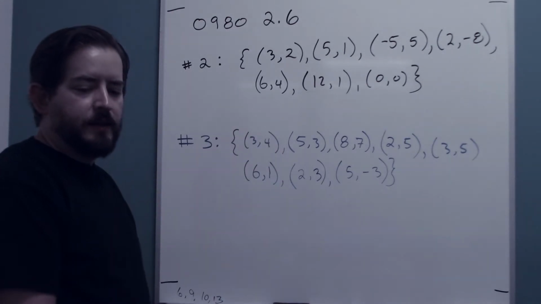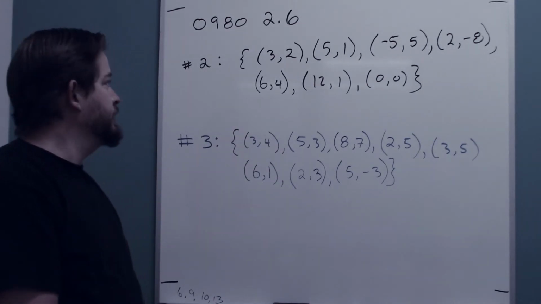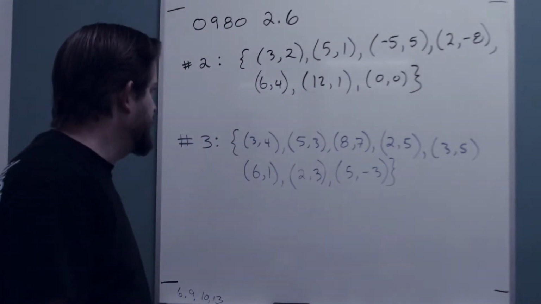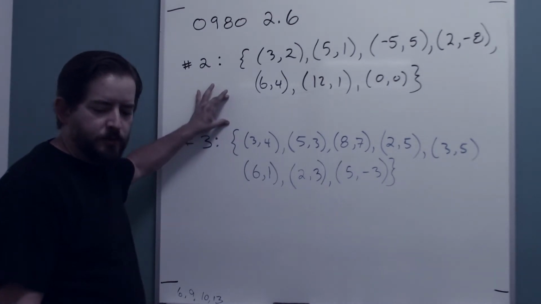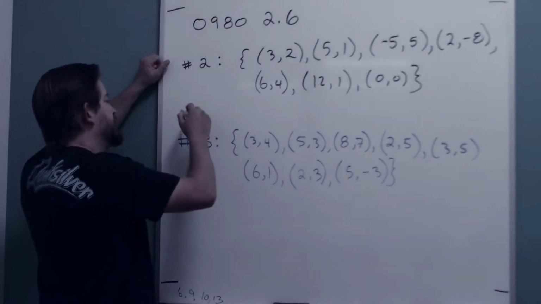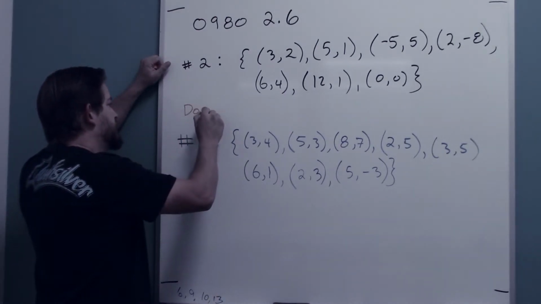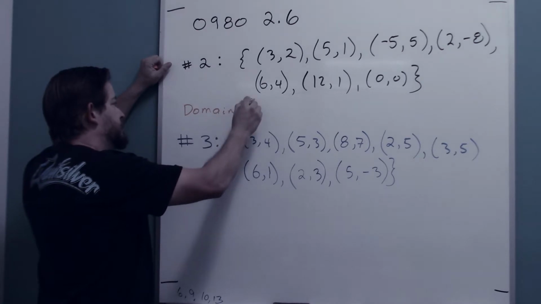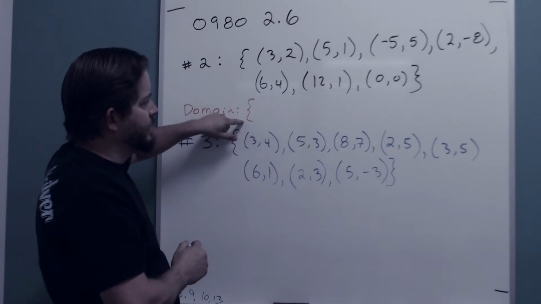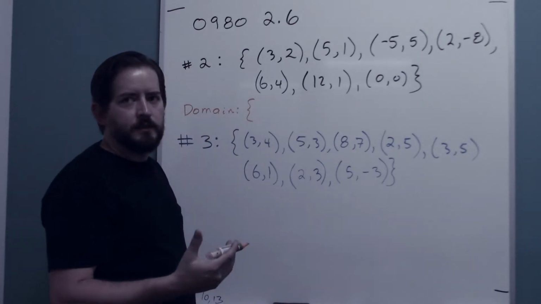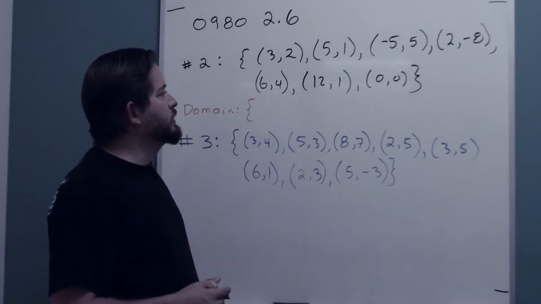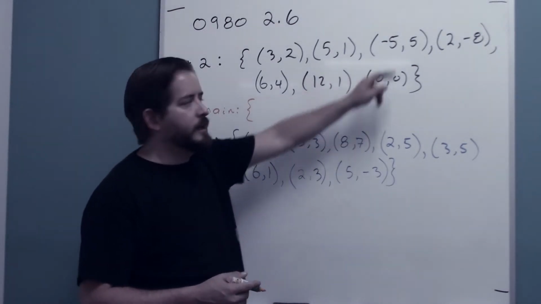It says find the domain and the range of the relationship and then determine if it is a function. I've given myself too small a bit of room here, but I'll write my answers here. For number 2, the domain is simply the set. I'm going to open it up with a set bracket. It's the set of all the x values, and definitely put those in ascending order. So the very smallest one, -5.